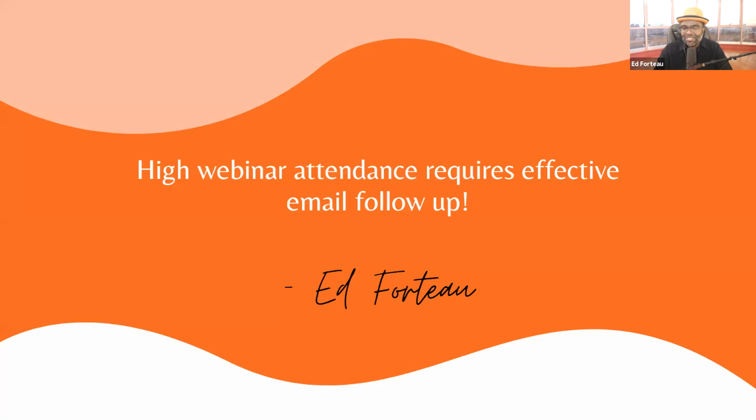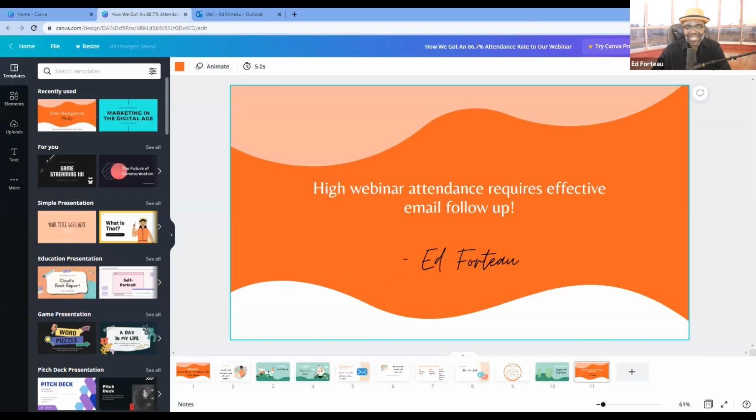All right, so we're here at the end. Our webinar went pretty quickly, so I'll leave this open for questions in a second. In order to achieve a high webinar attendance rate, it requires effective email follow-up, not just sending emails, but sending emails with a purpose, sending emails to people who are interested, tagging, segmenting, sending the right message to the right person at the right time. So that's all I have. And what I will do now is leave it open for questions if anyone has any.